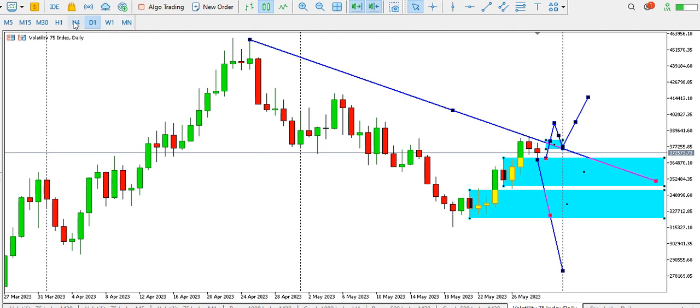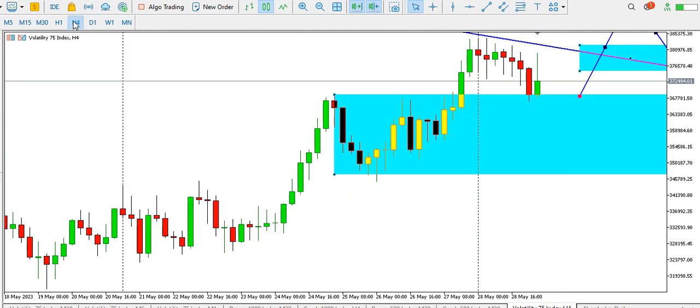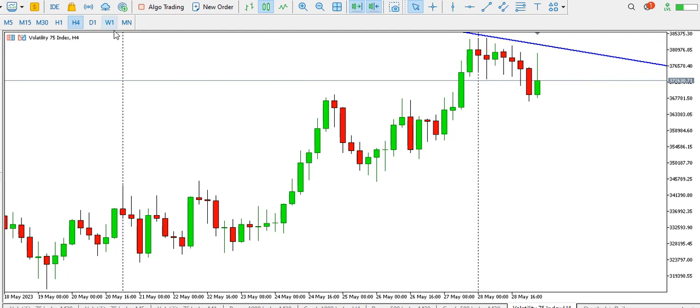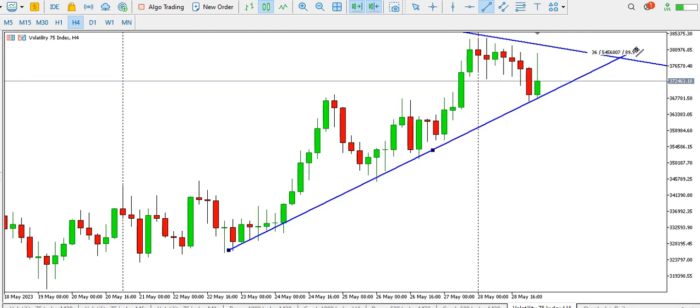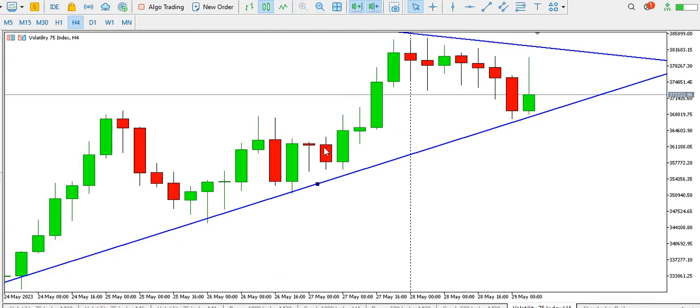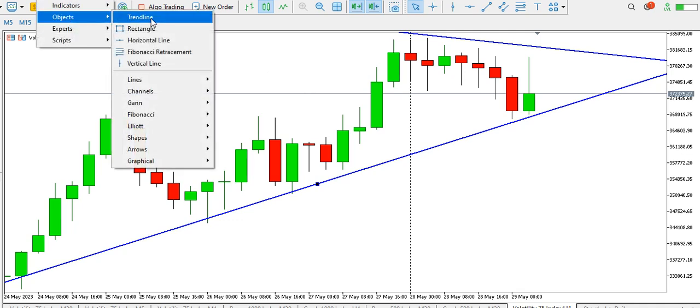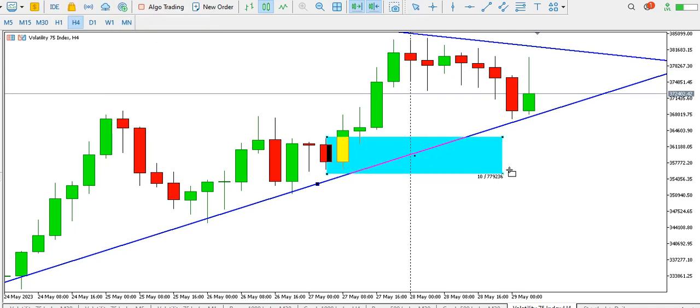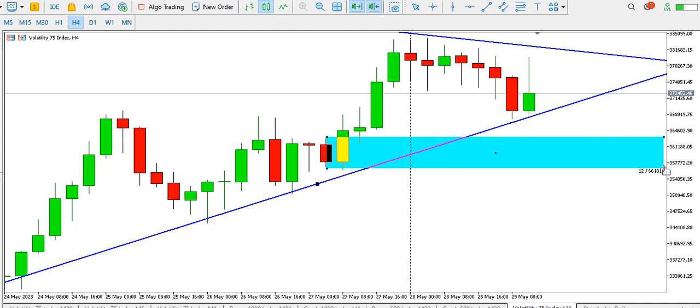Let's look at what we have on the 4-hour time frame. On the 4-hour time frame, we can see that price is currently moving in a bullish direction, and what we have is a retracement to this trend line. If the retracement continues, price might target this particular support area where we have this order block with support.